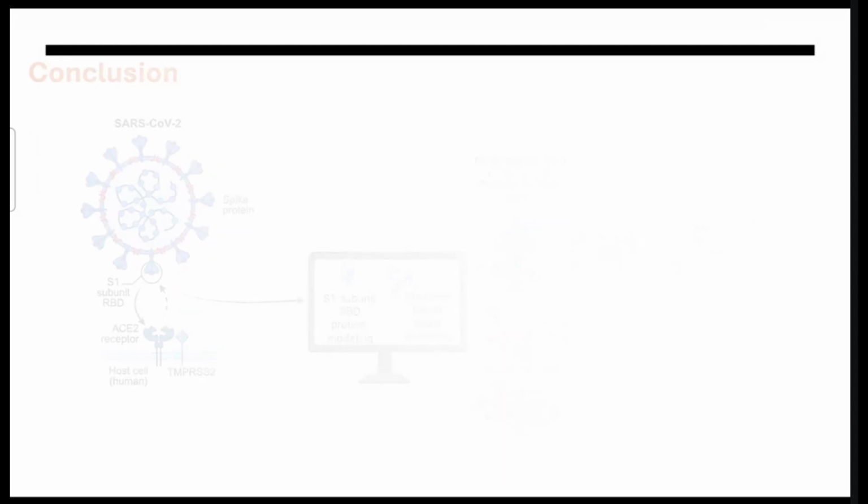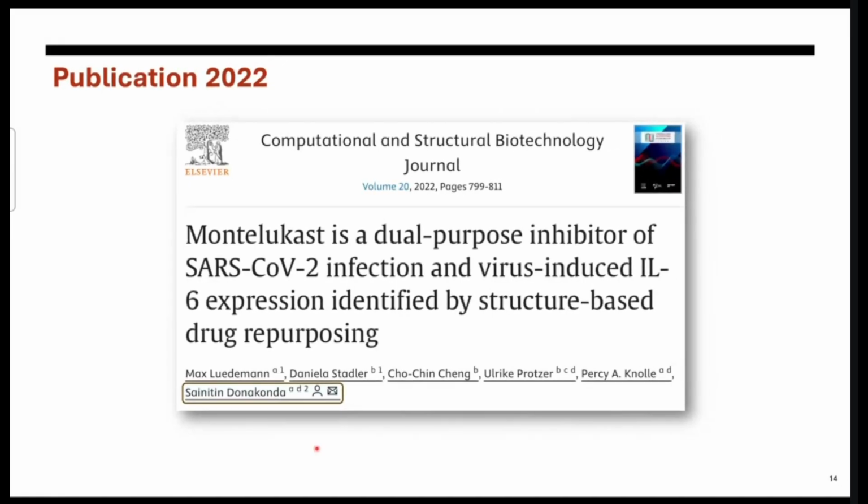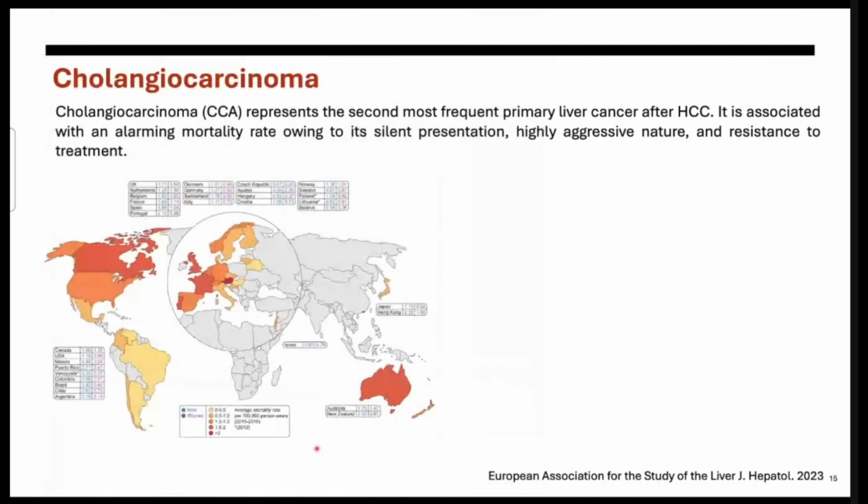And we were able to publish this data in 2022 in Computational Structural Biotechnology Journal. And now let's flip to another disease where we have again used bioinformatics heavily to identify cancer drug targets. The cancer phenotype we studied here was cholangiocarcinoma.